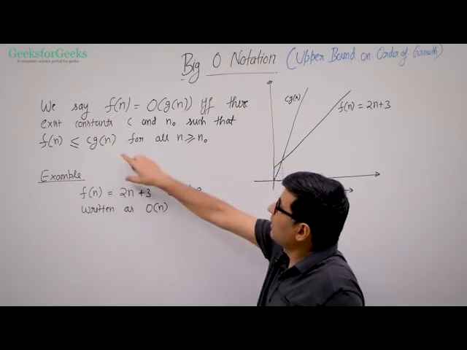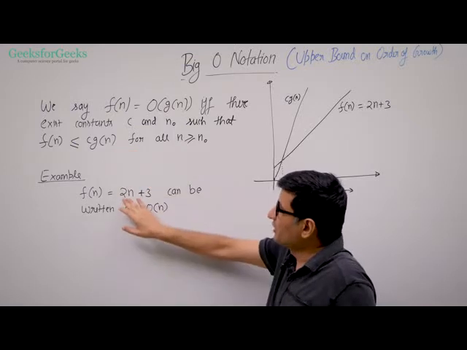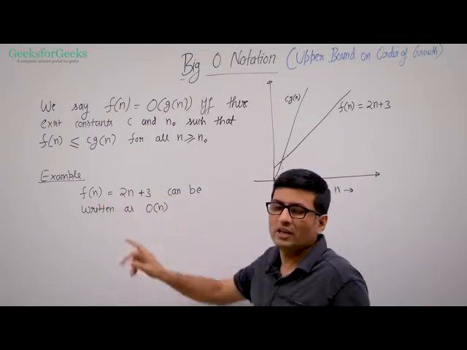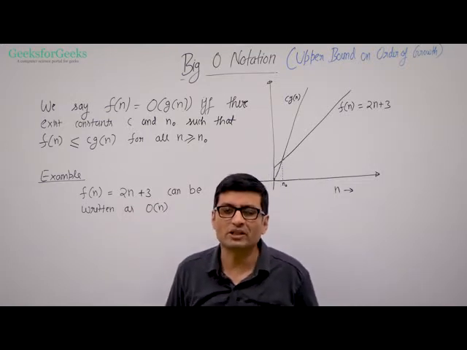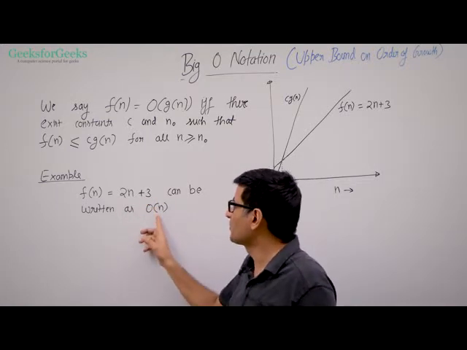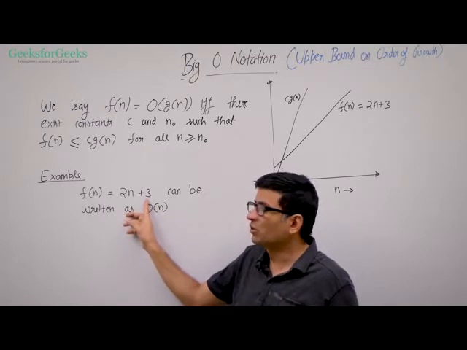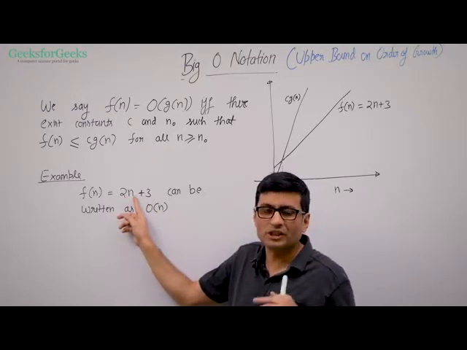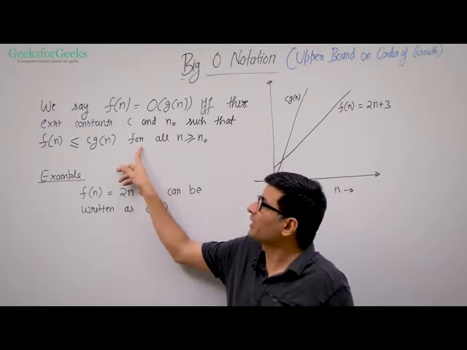So let's apply this definition for this function. We have F(n) equal to 2n plus 3, and using our direct method, we can find out it is Big O of n. We ignore the lower order term, we ignore the constant, and we have only n left, so we say it's Big O of n. Let's see how it is mathematically correct.